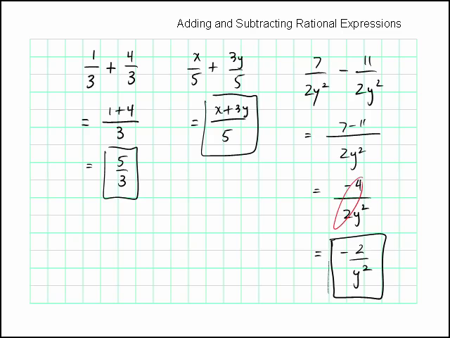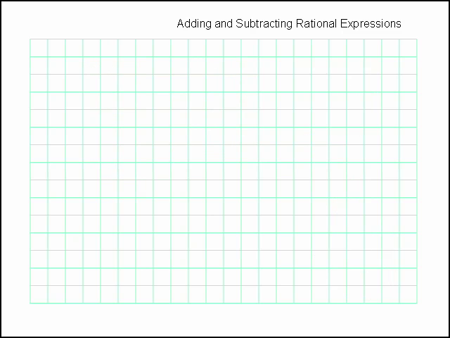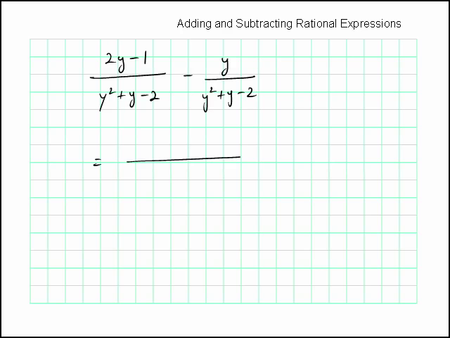Let's try another. Let's look at 2y minus 1 over y squared plus y minus 2 minus y over y squared plus y minus 2. We have a common denominator, so I can subtract the numerators here. So I got 2y minus 1 minus a y. These are like terms, so I'll combine those together. And that would give me 1y minus 1 over y squared plus y minus 2.